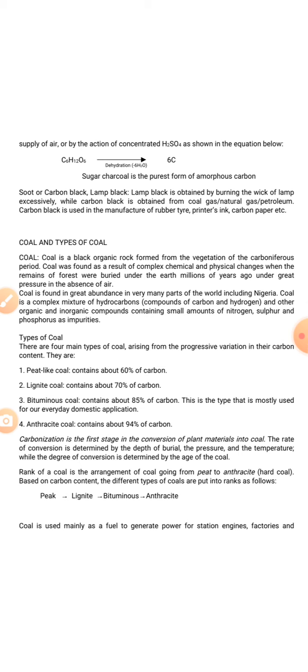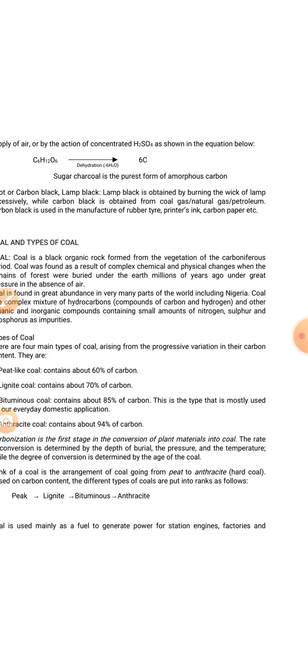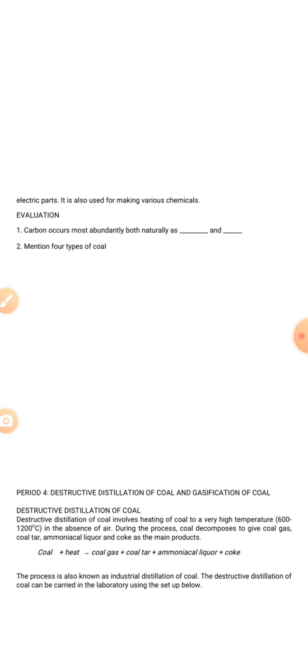So you have carbonization of coal. That's the first stage in the conversion of plant material into coal. And then we have the rank of coal. It's the arrangement of coal. So I gave the arrangement there from peat to lignite to bituminous to anthracite. And then we have uses of coal. Just read the note, you will see the uses of coal there.